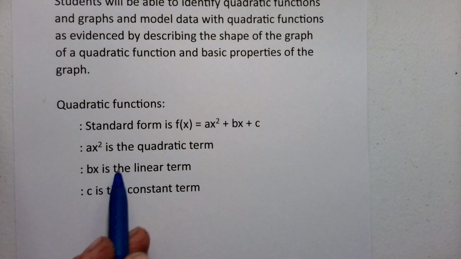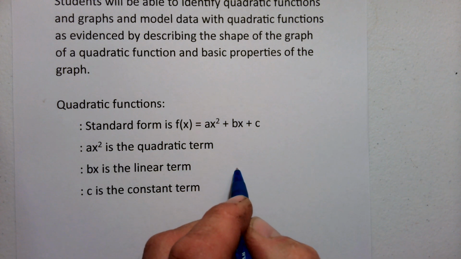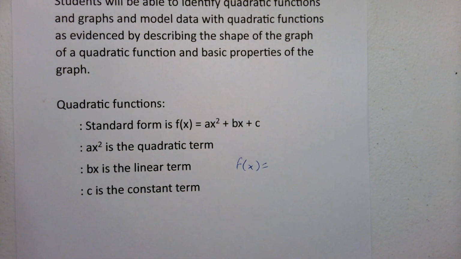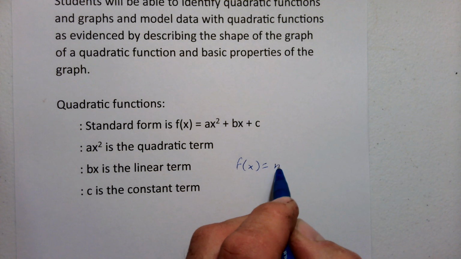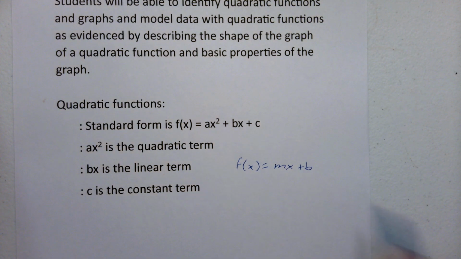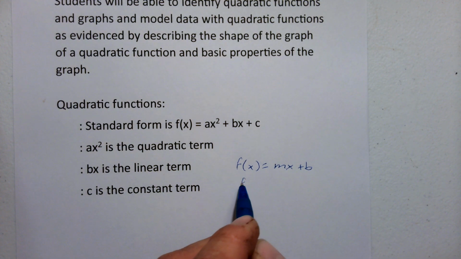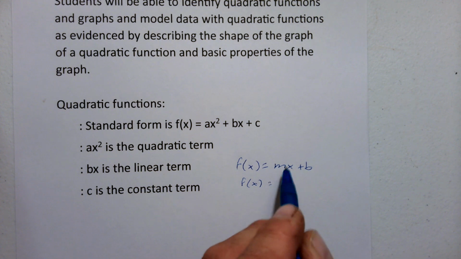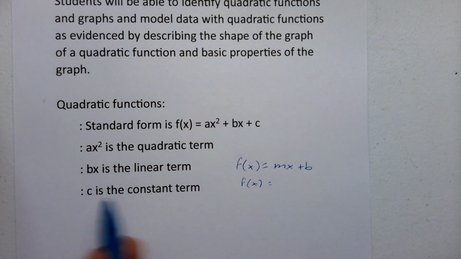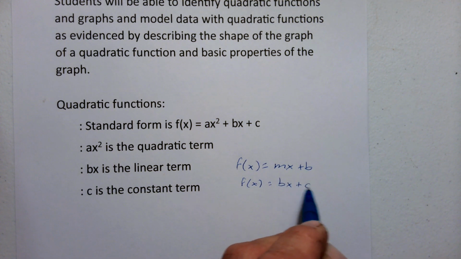This linear and constant goes back to a linear function. If you remember, f of x equals, you may have seen it as mx plus b. We could simply change this m and this b to a b and a c. So we could write it as bx plus c if you wanted, where bx is our linear term and c is our constant.